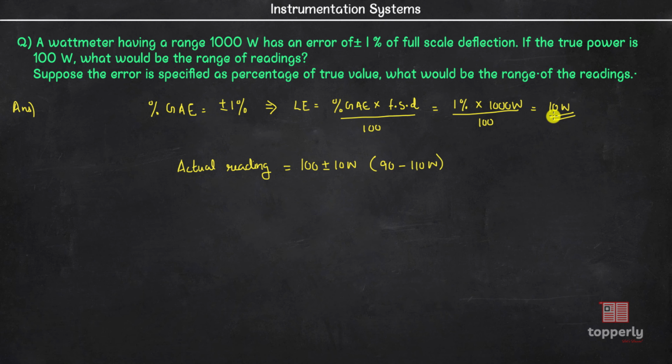Also, we can express this limiting error in terms of percentage as percentage limiting error is equal to limiting error by true value into 100, which is equal to 10 watt, and here the true value is 100 watt. Therefore 10 by 100 into 100, which is equal to plus or minus 10%. Therefore we can also express the actual reading as 100 plus or minus 10% watt.